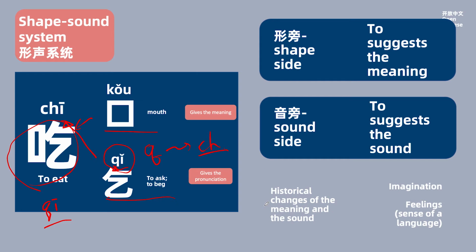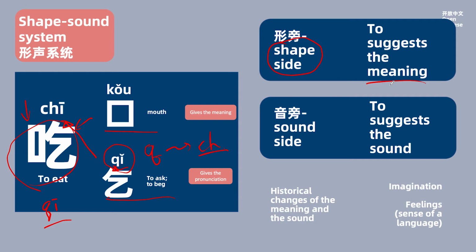So when you are learning Chinese, you have to have a bit of imagination or sense of language when you are trying to understand why the sound was transformed from qi to chi. Use your mouth, try to pronounce it, and feel the differences and nuances of similarities along the way when you are learning Chinese. Okay, so let's get to the shape and sound system. In the shape and sound system, one part of the character, like in 吃, the left part, is the shape side. We call it 形旁, the shape side. The shape side gives the meaning. It gives meaning to this character. It shows how 吃 is related to mouth.